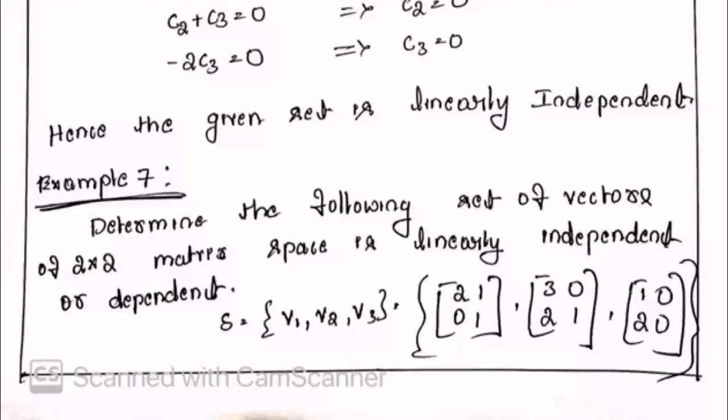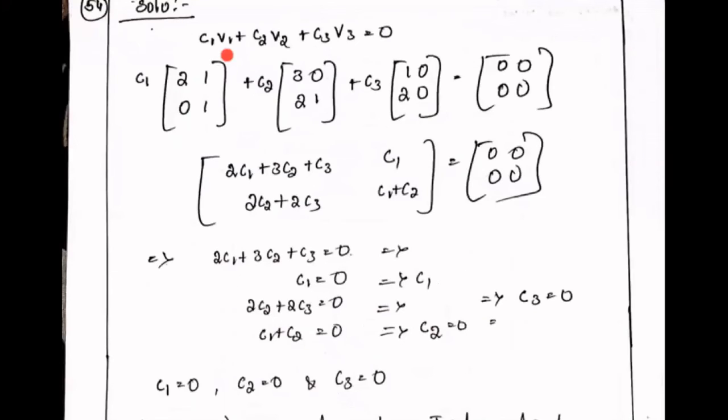So same trick: C1 V1 plus C2 V2 plus C3 V3 is equal to 0. Since we have 3 matrices, we are considering only 3 vectors. So substitute for V1, V2, V3. From the previous, vector 1 was 2, 1, 0, 1. Vector 2 is 3, 0, 2, 1. Vector 3 is 1, 0, 2, 0. You consider the same vectors and substitute in this equation. 0 can be written as the zero matrix, 0, 0, 0, 0.